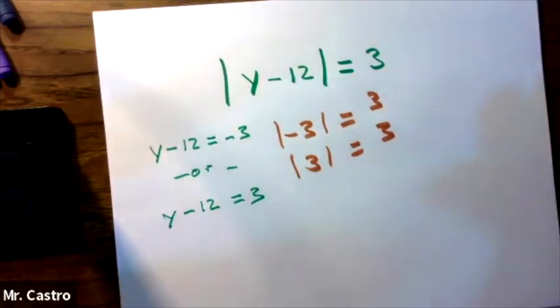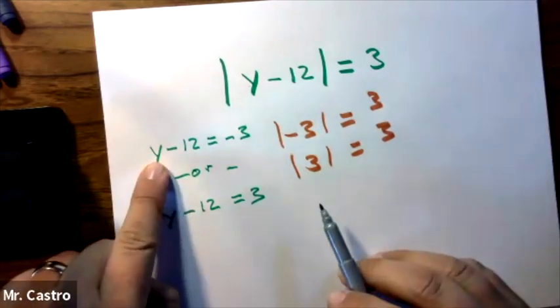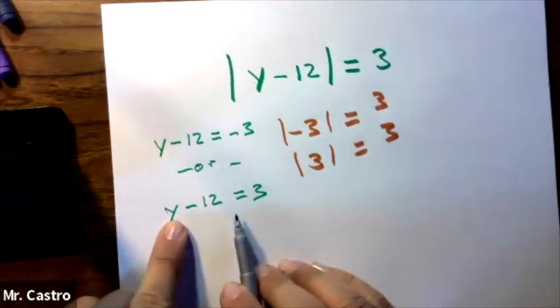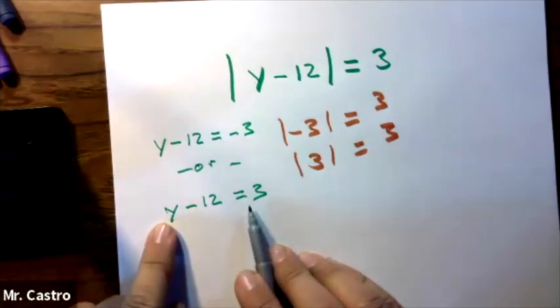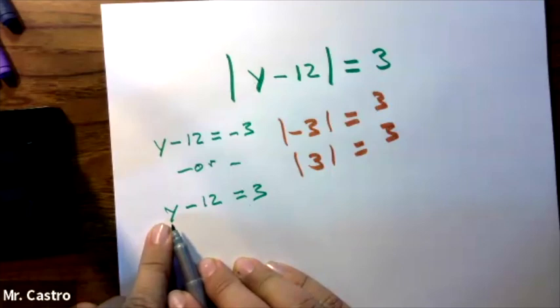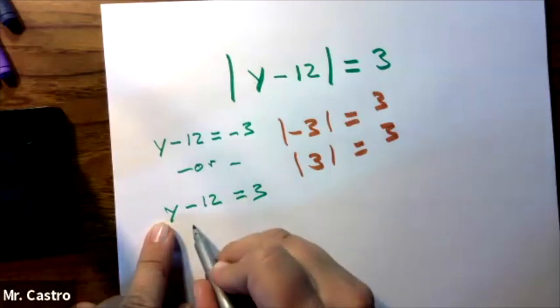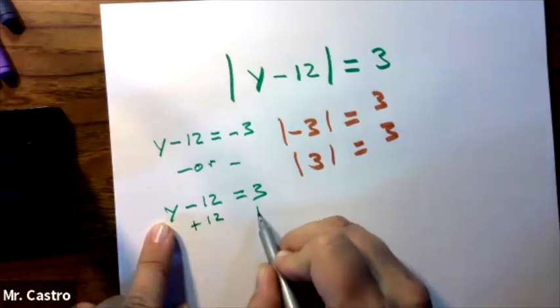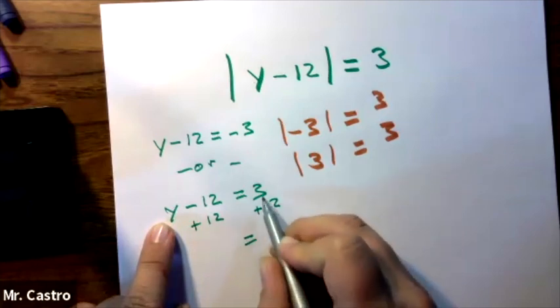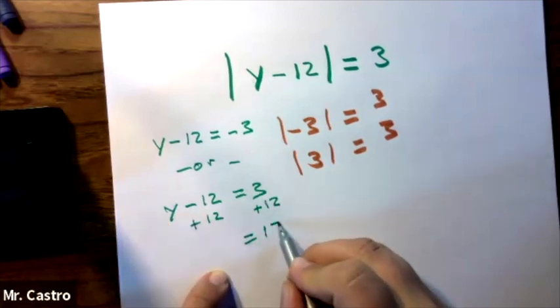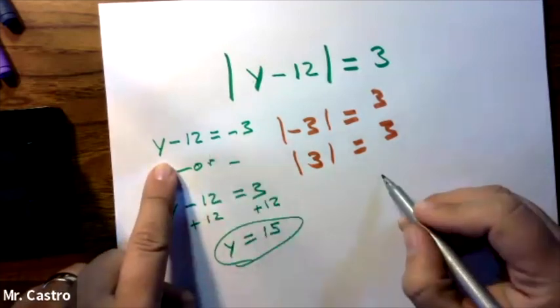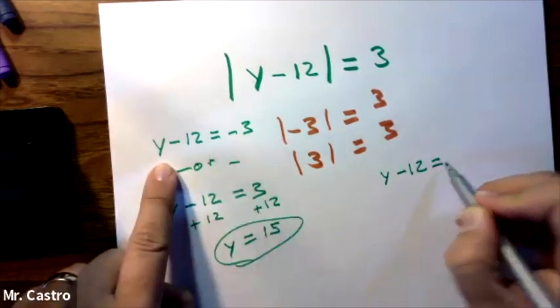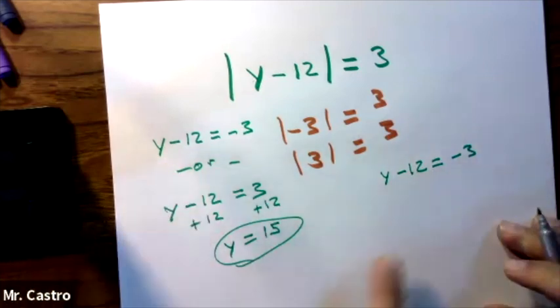So now that we know that, we can solve for what y has to be. Okay, so I'll do the one down here first. What number minus 12 gives me 3? Well, that number would be 15. The other thing we could do is just simply add 12 to both sides. 12 plus 3 gives me 15. Easy enough.